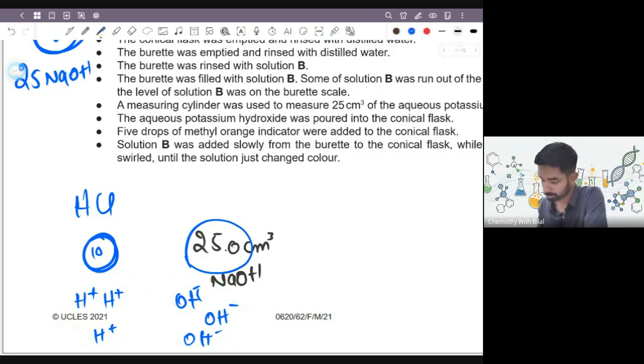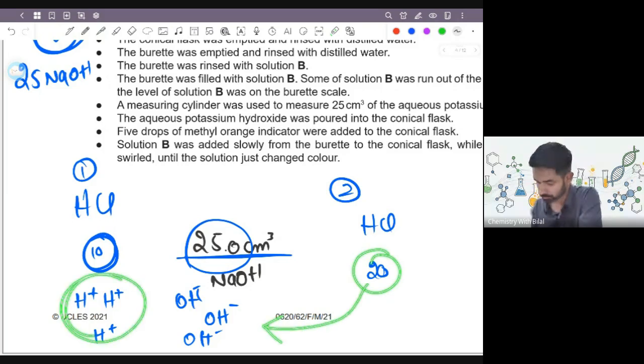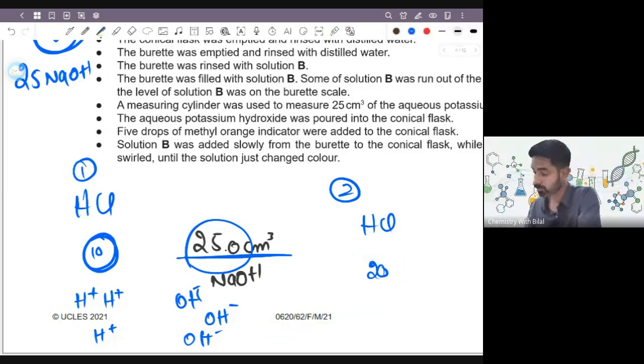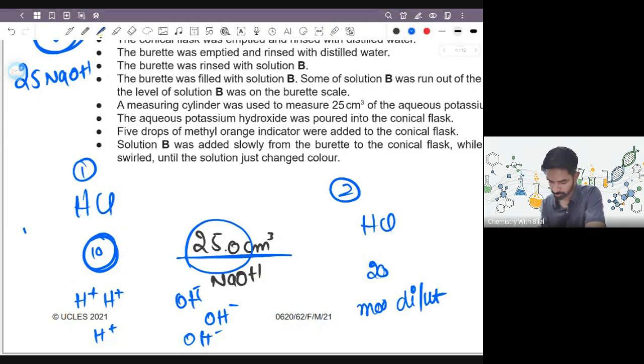Now to the same volume of NaOH, we are using another sample of HCl. And this time it was measured that 20 centimeter cube, double the volume of HCl, was used to produce the same amount of hydrogen ions which were produced by the 10 cm cube of sample 1, which means sample 2 is more dilute. Sample 2 is what? It is more dilute. It is very dilute and less concentrated. So this one is more concentrated. This is the whole summary of this.